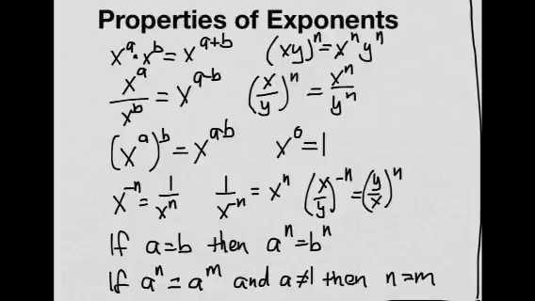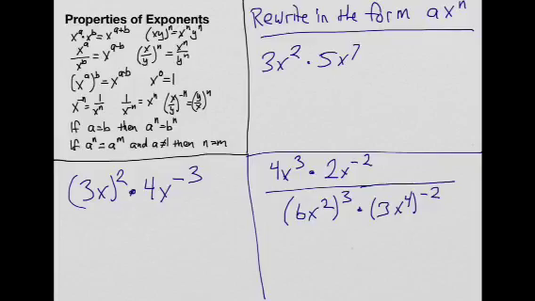So let's look at some examples just using these properties. In these examples, I want to write in the form a times x to the n, so a number times my variable raised to a power. This first one, I have 3 times x to the second times 5 times x to the seventh. We can take advantage of the commutative property of multiplication because this is just 3 times x to the second and 5 times x to the seventh.